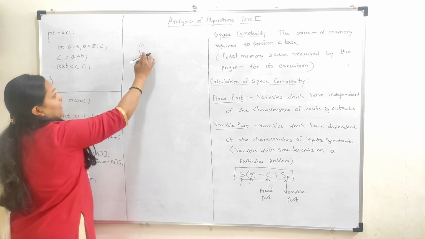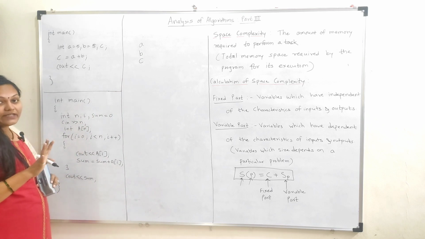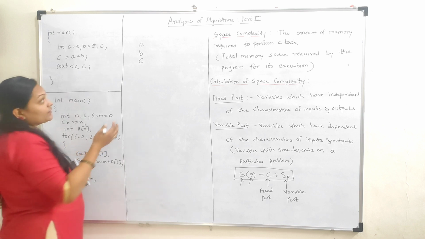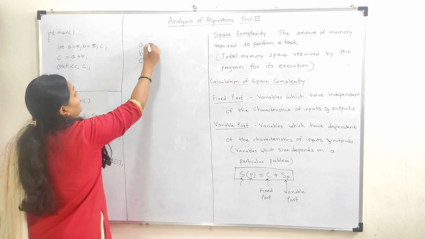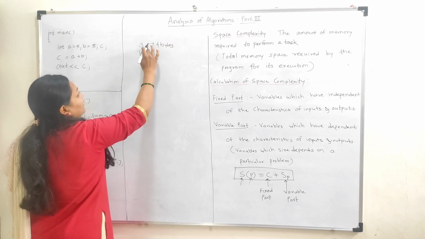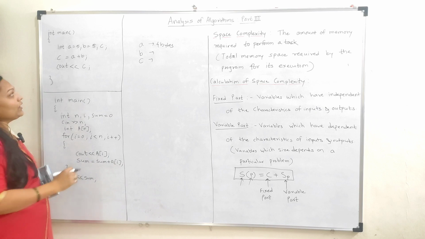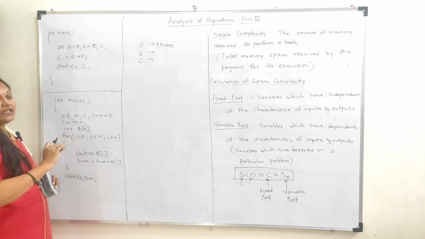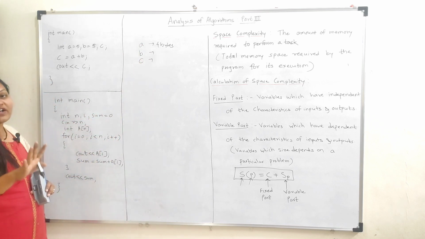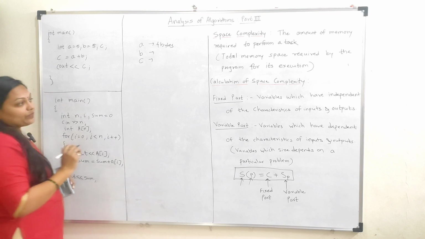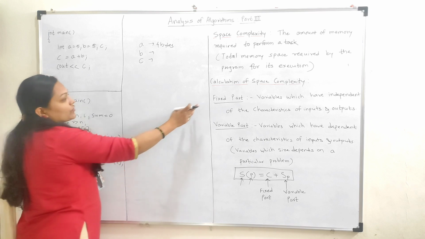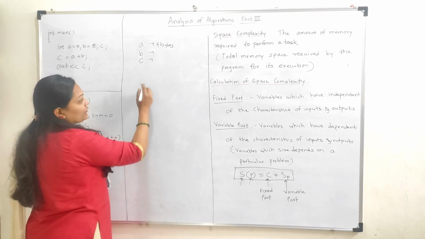A and B require 4 bytes of memory each to be stored in the computer memory, because these variables A, B and C are integer types of variables. Only these three variables are there. So for storing these three variables in the computer memory, we require 4 bytes for each. So in the fixed part, we are going to consider A and B. So how much memory is required for the fixed part?